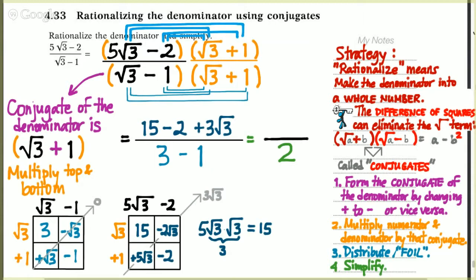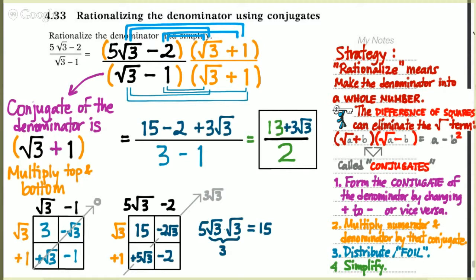The denominator is a whole number. That's what rationalization is all about. But the numerator cannot be made into a whole number. All we can do is combine the like terms, and the like terms upstairs are just the whole numbers 15 and 2, whose difference is 13. And then I have plus 3 square root of 3.